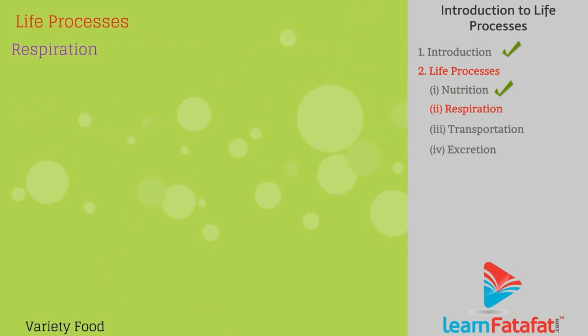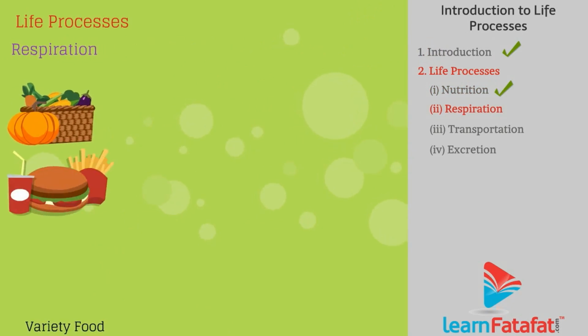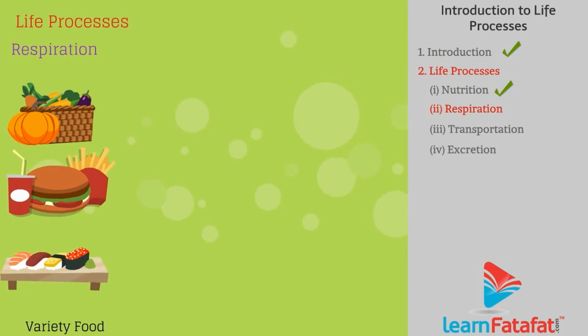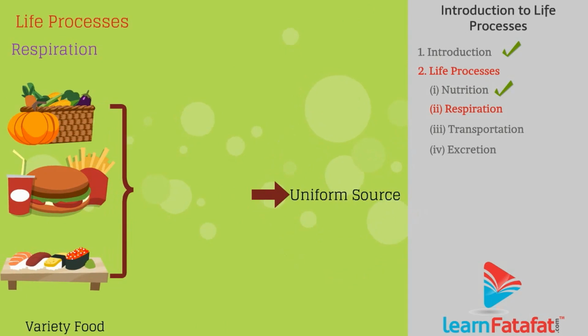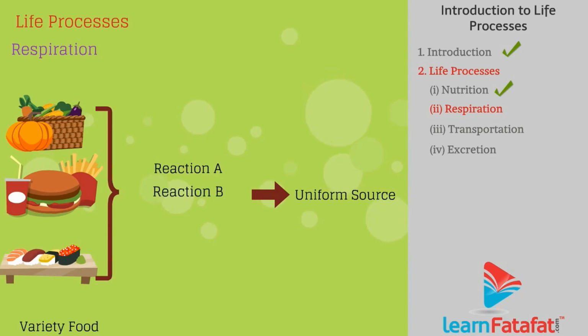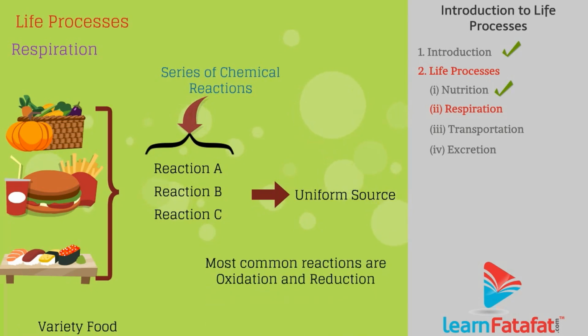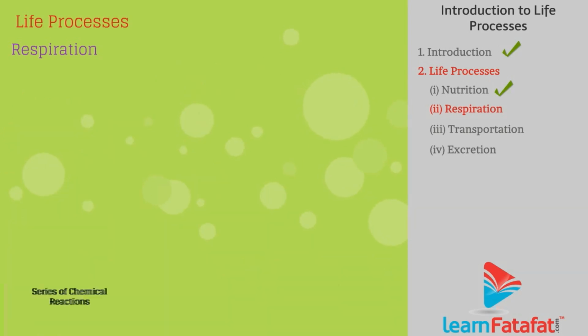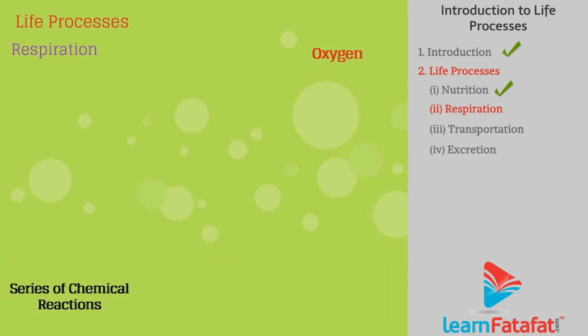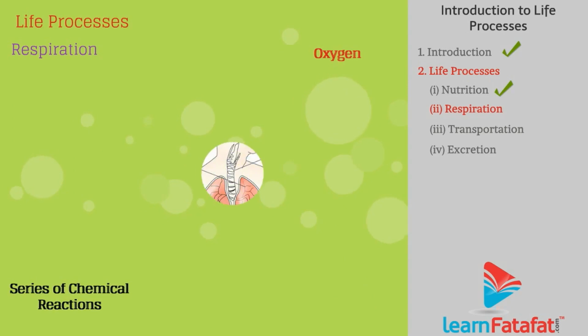Respiration. The energy sources are quite varied and hence need to be converted to a uniform source of energy that can be used for maintenance work. For breaking down these sources of energy into a uniform source, a series of chemical reactions on these sources are necessary. The most common reactions are oxidation and reduction reactions. These chemical reactions need oxygen that is supplied from outside with the help of respiration.